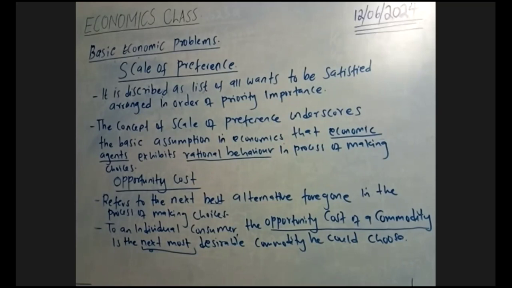So if there is product A and B, and you choose A, it means B was the next most desirable. If you want to choose between A and B and you end up choosing A, meaning A was the first most desirable, then the next most desirable is B. So you ignore B. That B that has been ignored is the opportunity cost of that commodity, the next most desirable commodity he could choose. What is ignored to take another one is what we call the opportunity cost.